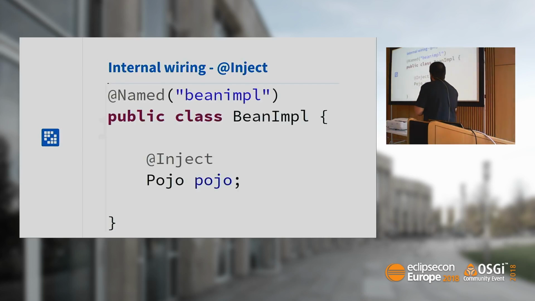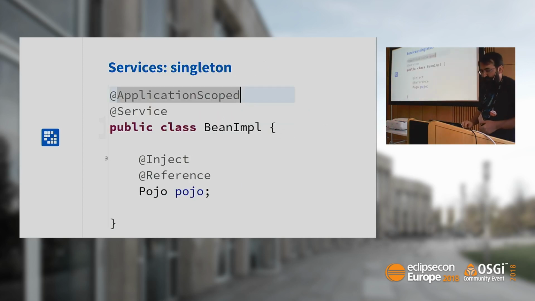So, internal wiring, what does that look like in CDI? So we have a bean here. It's just a POJO, and it's annotated. The @Named is just one of the many annotations you can use on CDI beans, just as an example. And here we have a field which is annotated with @Inject. And so when I run my application, the CDI container will hopefully find an implementation that implements this POJO type, and it will just wire it in. Very simple.